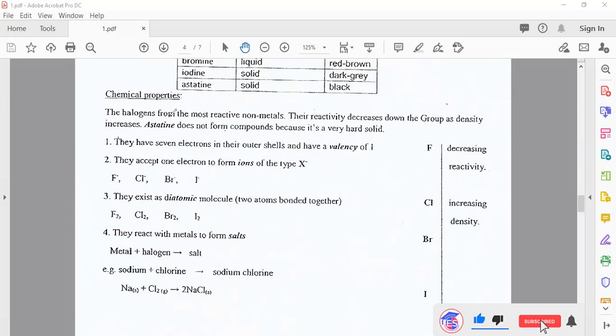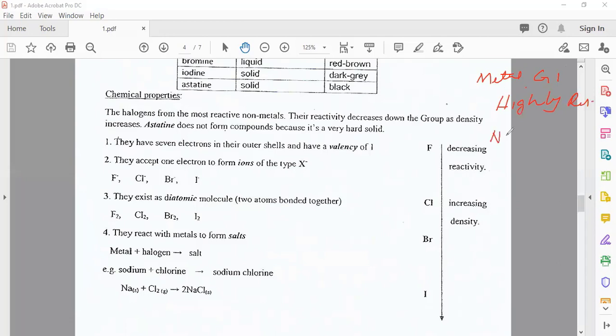Now, group 7 elements, as I told you, are known as halogens. So they are the most reactive non-metals. When we discussed metals, we said that group 1 metals are highly reactive. But when you talk about non-metals, the most reactive non-metals are group 7.